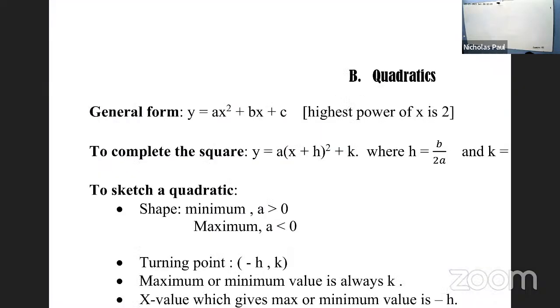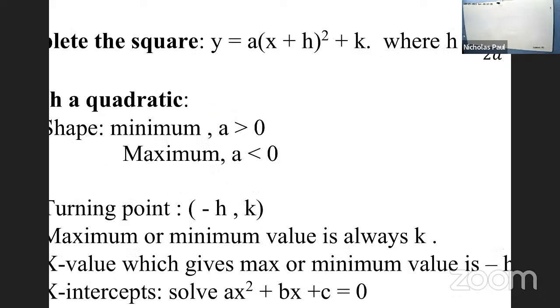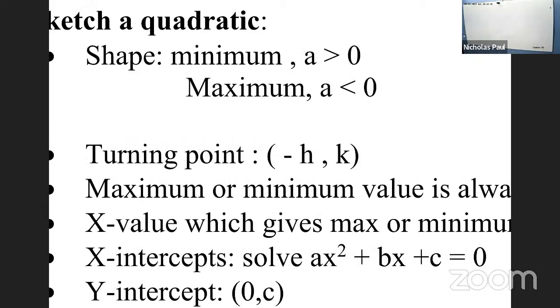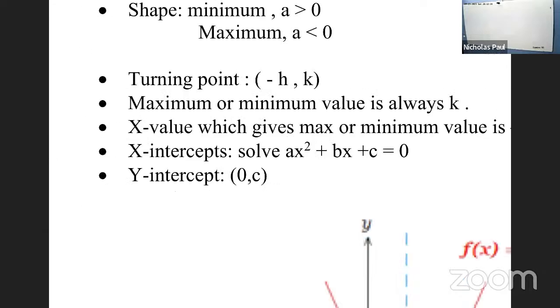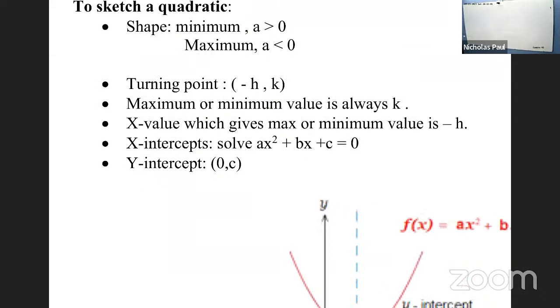We know how a quadratic will look. The highest power of x is 2. We looked at the formula here to find h and k. We looked at how to determine the type of quadratic, turning point, maximum value. We said that the maximum or minimum value is always what? It's always k. The x value that gives the maximum is always minus h.